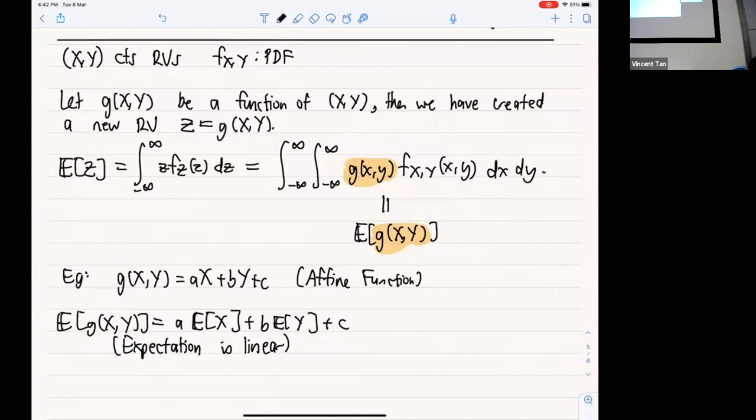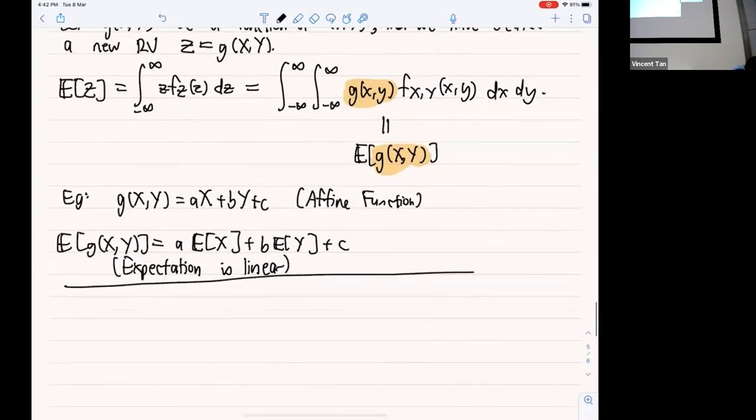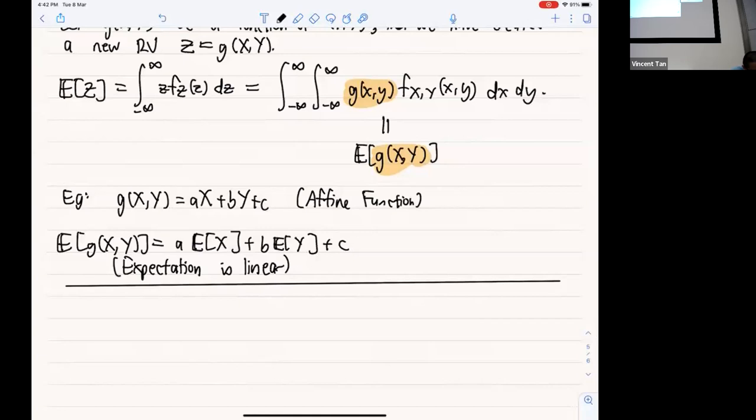In the last few minutes of this 1 hour lecture, I would like to talk about conditioning, which is a rather difficult concept. And then we will try to do some examples.